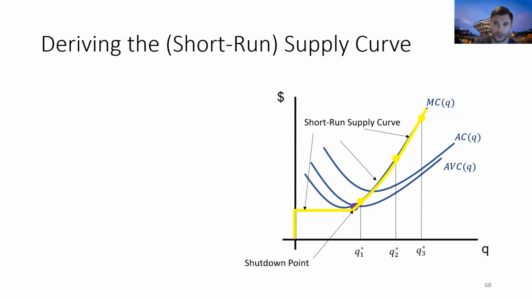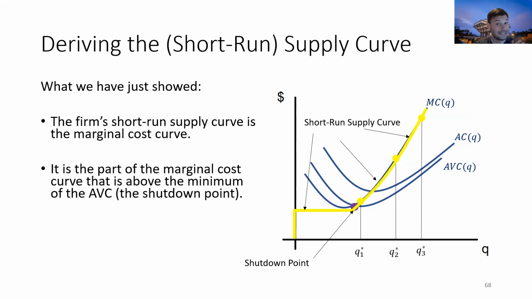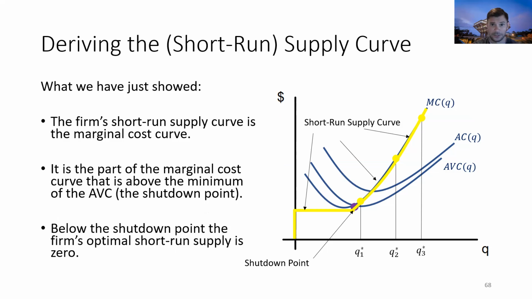So here is where we are at. We've just showed that the firm's short run supply curve is the marginal cost curve, but it is specifically the part of the marginal cost curve that is above the minimum of the AVC. It is not the entire marginal cost curve. It's the part that is above the shutdown point. Okay. Below the shutdown point, the firm's optimal short run supply is to turn off the factory, close the doors, send everyone home, and produce zero.